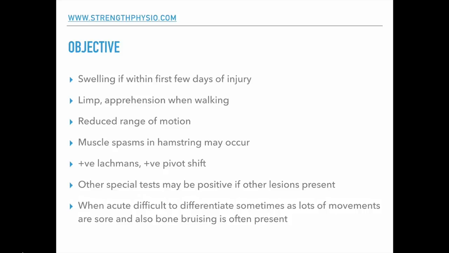It can be difficult to differentiate sometimes when it's acute, and lots of movements can also be sore due to bone bruising that's often prevalent in the lateral condyle in the ACL injury. And this is why it's so important to really get a thorough subjective history, because that's where you glean a lot of your information about what condition the patient may well have.